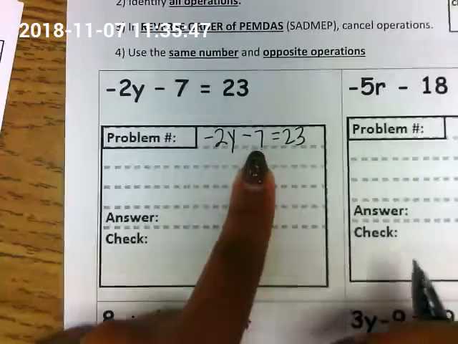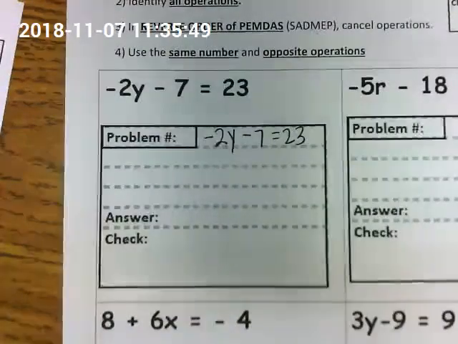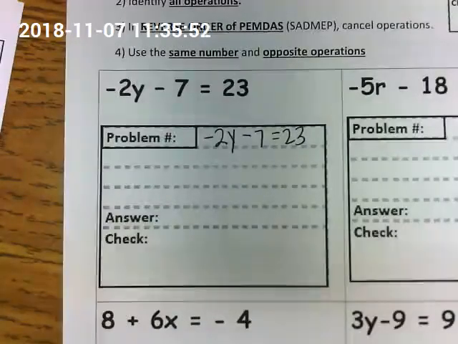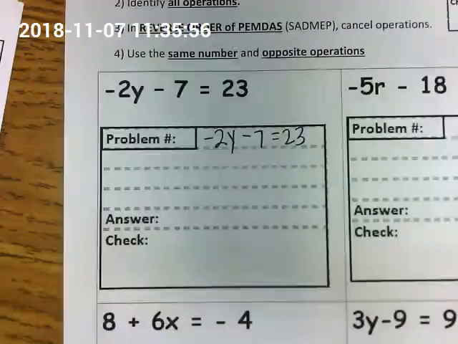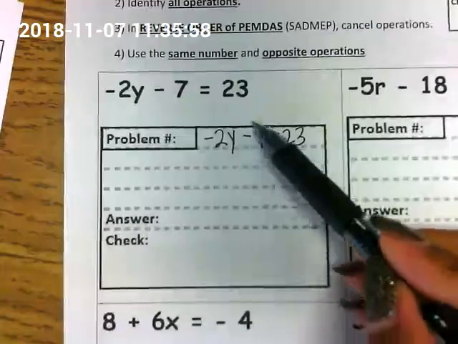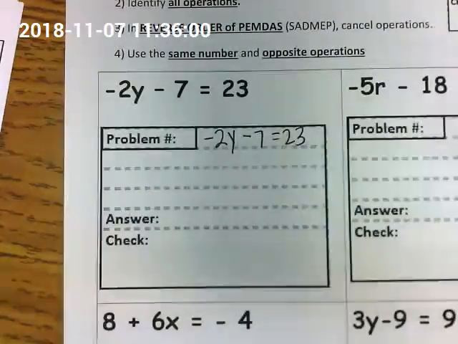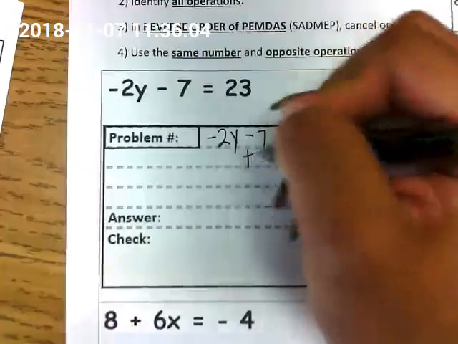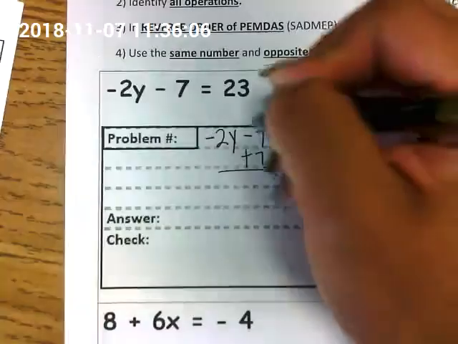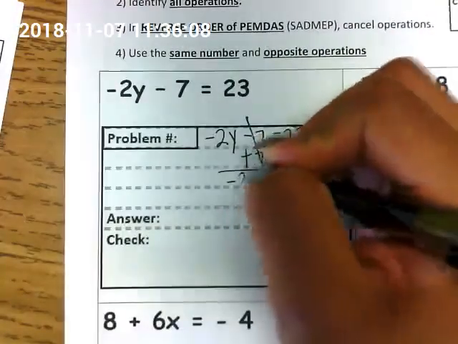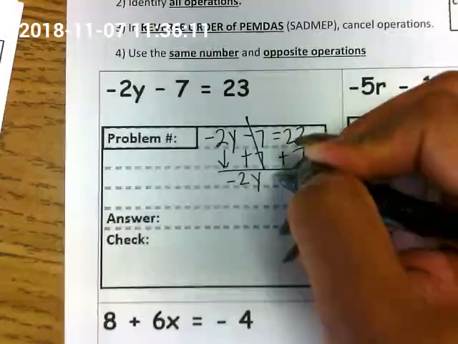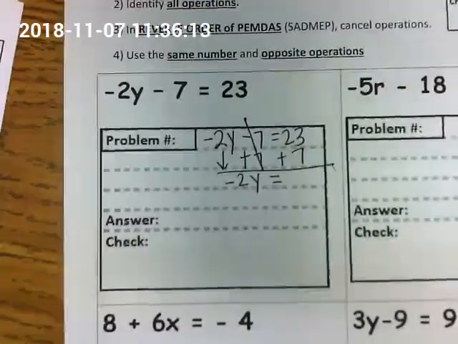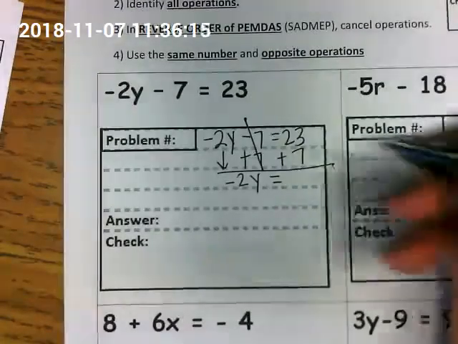So I need to add 7 to both sides because what I'm trying to do is to get my variable by itself. I am doing PEMDAS in the opposite direction. I'm looking for what's being added and subtracted, and I'm going to do the opposite to get it away from my y. So I'm going to add 7 to both sides. Now I'm left with negative 2y. I'm going to bring this down. Is equal to 23 plus 7. 23 plus 7 is 30.